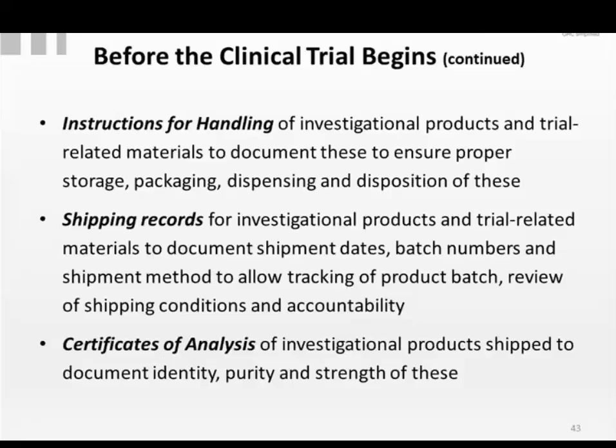There should be shipping records for investigational products and trial-related materials, documenting the shipment dates, the batch numbers, shipment method, to allow tracking of product batch, review of shipping conditions, and full accountability. And certificates of analysis for the investigational products that are shipped. This will allow you to document the identity, purity, and strength of these items.